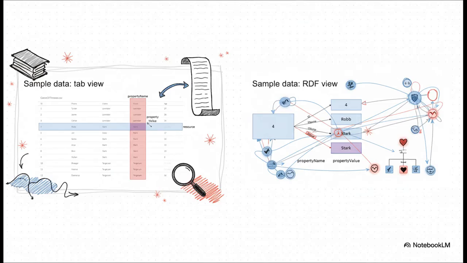Take a look. On the left, you've got the SQL view. It just sees a list, a table of characters. But on the right, that's how Sparkle sees the very same data. It's not a list, it's a map. It's a graph of relationships. It doesn't just know the name Rob Stark, it knows that Rob Stark is a member of House Stark.